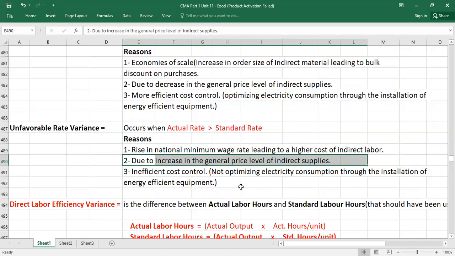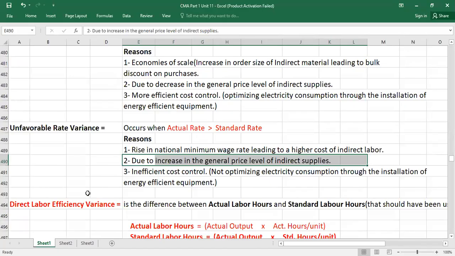Due to inflation, we are paying more for indirect supplies. And the third reason for unfavorable rate variance could be maybe we are using inefficient energy equipment, like those equipment which are not cost efficient. Okay, so that is why maybe we are consuming more electricity, and this will increase your actual rate.